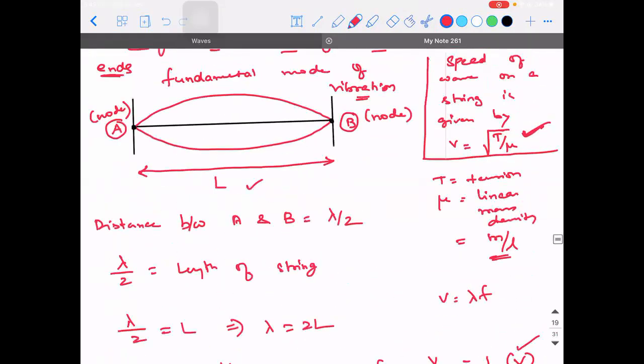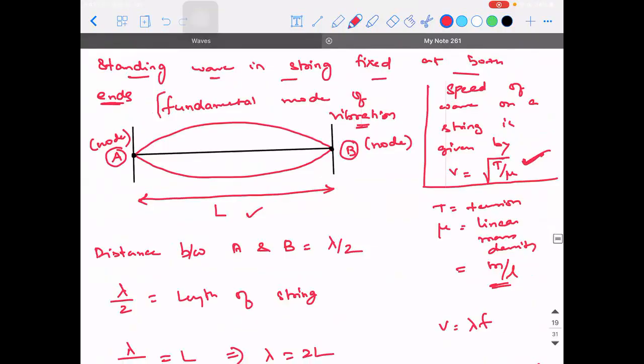So if there is only one standing wave, how many standing waves are there? You know what a standing wave is. If there is only one standing waveform, then it is called the fundamental mode of vibration. Fundamental, that is the basic one. Only one standing wave.